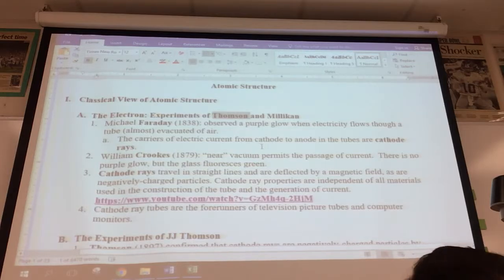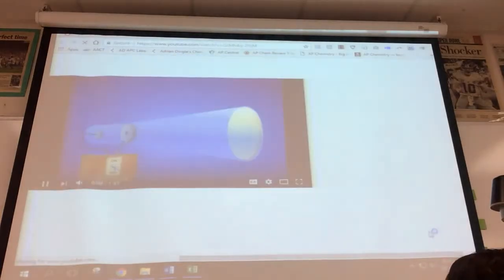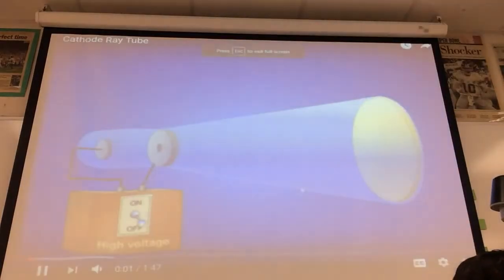And what he did is shown in the following video. A lot of it is written out here just so you have it. But what we're going to look at here, so this is a cathode ray tube. What you're going to have here is a cathode, a metal electrode, and an anode, also a metal electrode of a different charge. And you're going to hook it up to a voltage source. You're going to flip it on and look what happens.